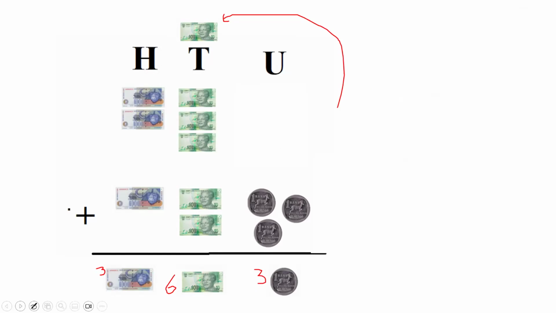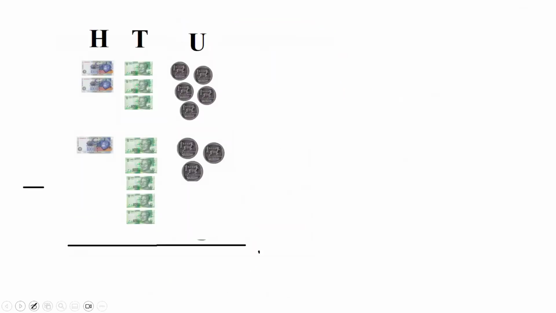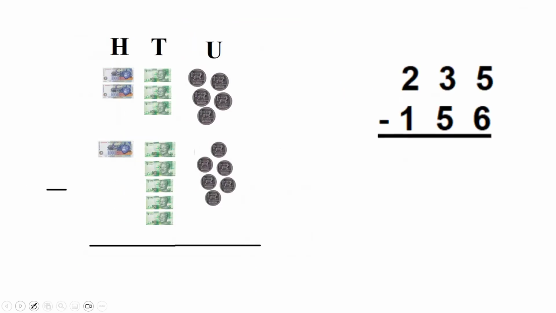Now, let's do another example where we look at subtraction. So again, here I've got 235 rand, and I'm subtracting 156 rand. Sorry, this is what I wanted to say: 235 rand minus 156 rand. So based on what I have there, I have to start by subtracting, right? So I've got 5 rand minus 6 rand, which means I can't.